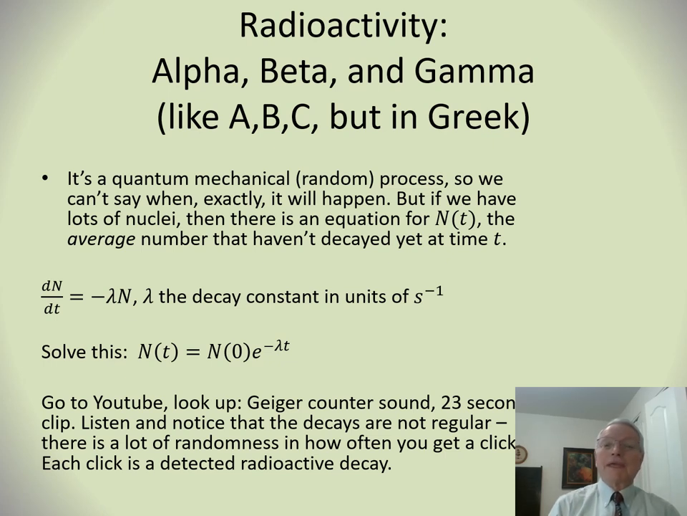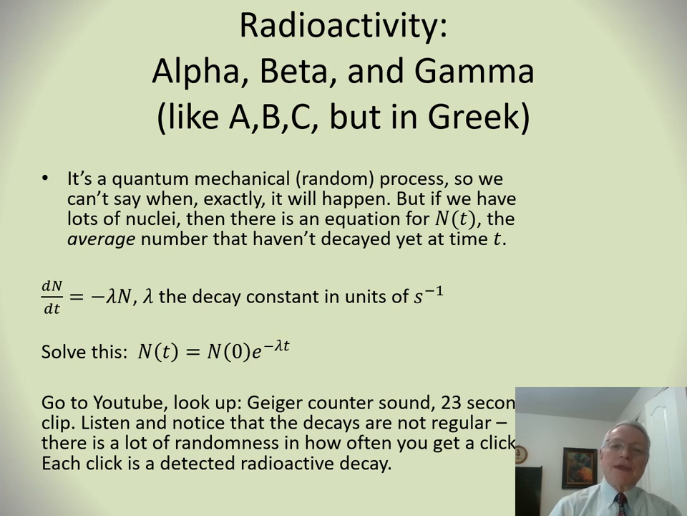It's a quantum mechanical, that is to say, random process. We can't say when exactly it will happen. But if you've got lots of nuclei, like 10 to the 25 nuclei or something, a mole of nuclei, then they kind of average out, and you can actually write down mathematical equations that tell you what's happening. And this is the mathematical equation.